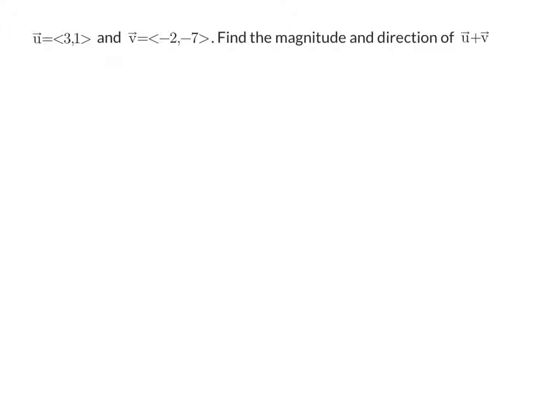Since u is 1, 3 and v is negative 2, negative 7, we can find their sum by simply adding them together. So u plus v will end up being 1 plus negative 2, which is negative 1, and 3 plus negative 7 is negative 4. We could do this with the parallelogram method as well, remember.